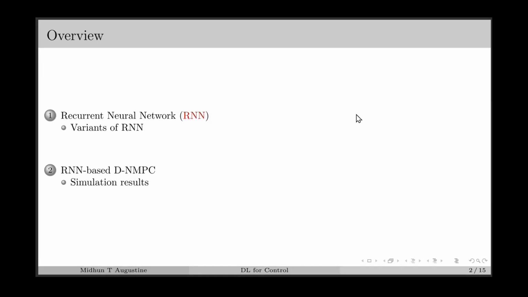Here is the overview of this lecture. We will start with a brief introduction to recurrent neural network or RNN. Also, we discuss the different variants of RNN. Then we move on to RNN-based data-driven MPC.